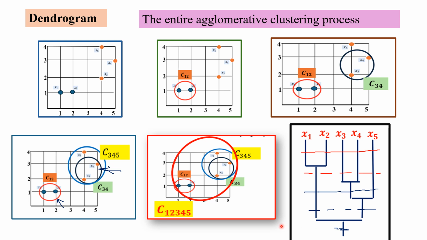So the dendrogram gives you a very good visualization as to how the data points are joining. I hope this has made you more aware about the agglomerative hierarchical clustering process. We will also further look into more stopping criteria and other distance measures for performing this agglomerative hierarchical clustering.